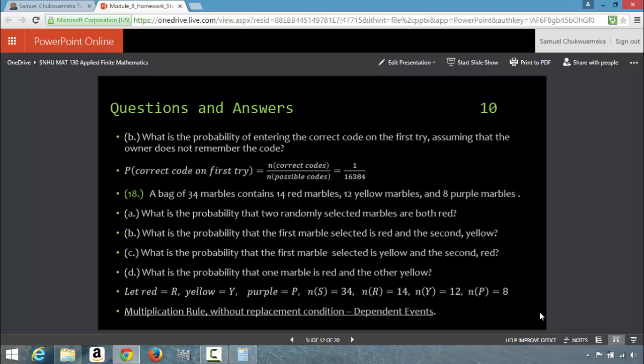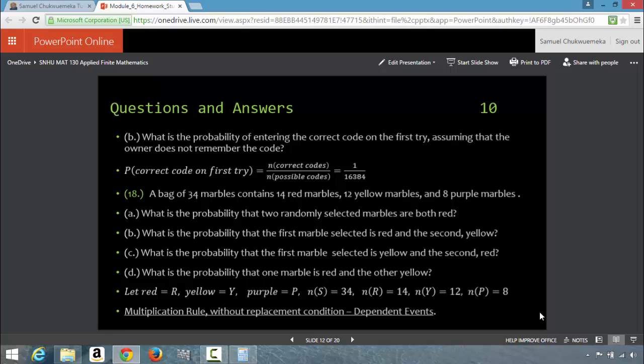So you have 2 events. You select the first one, you didn't replace it. So because you did not replace it, the sample space is now short of 1. The original sample space is now short of 1. So the probability of picking any other thing in the second event will be affected because the sample space is now short of 1. Okay.